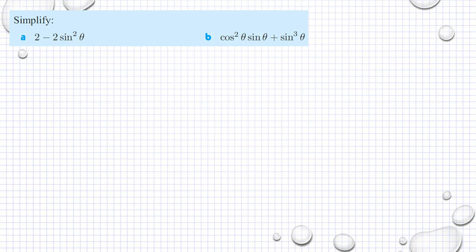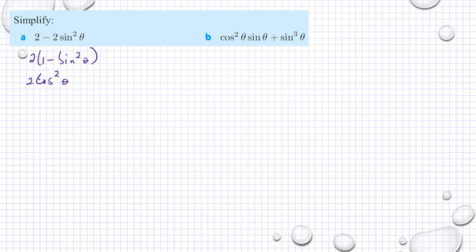Welcome back. By using identities, we can simplify trigonometric expressions. For example, in our A, we have 2 minus 2 times sine squared theta. We know that the common factor is 2, then we have 1 minus sine squared theta. We know 1 minus sine squared theta is cosine squared theta. There you go.